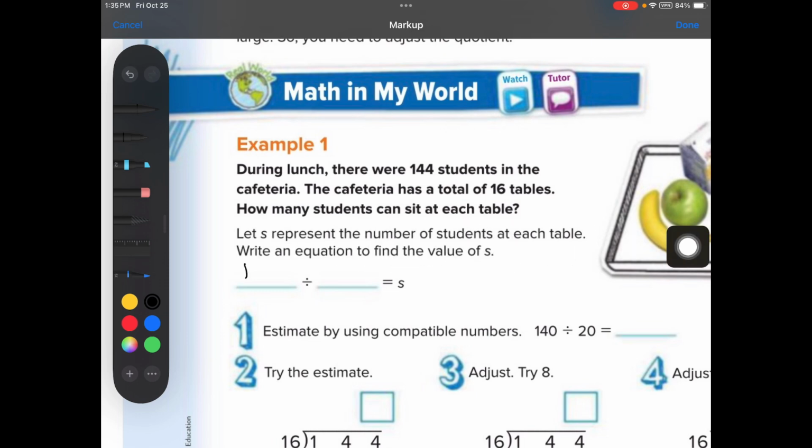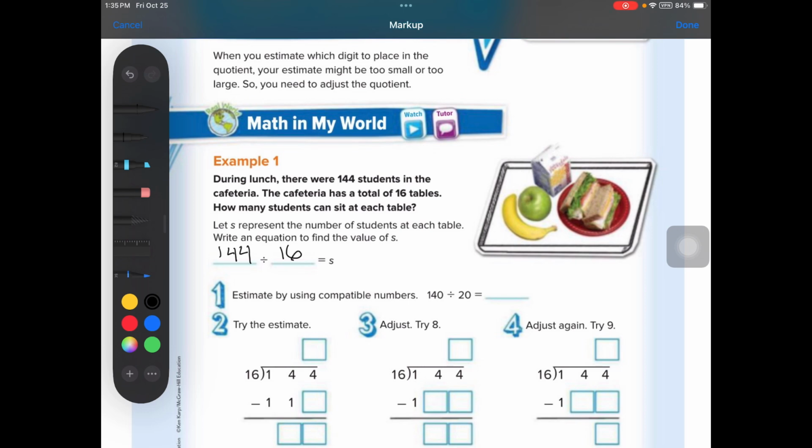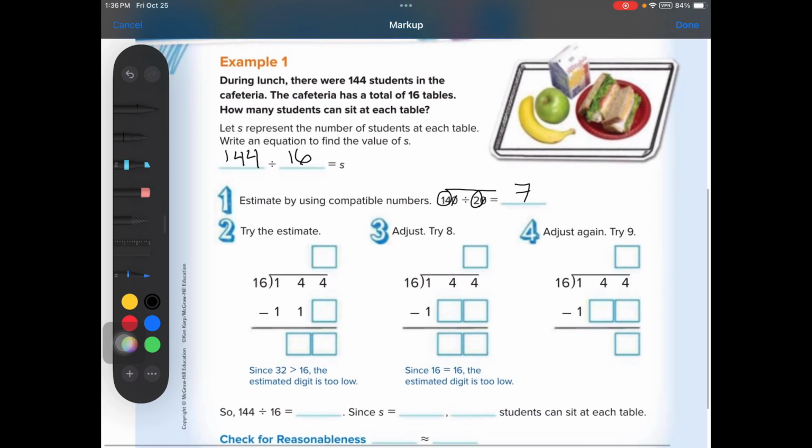All right, we're going to write 144 right here, divided by 16. Now, the first thing we can try and do is estimate by using compatible numbers. 140 works a little bit better with 20. And remember the rule of zeros? They both have a 0, so we can cross off a 0. Now, this is something we can do quite easily. 14 divided by 2 is 7. So we know that about 7 students can sit at each table. But let's try the estimate and then adjust and try 9.